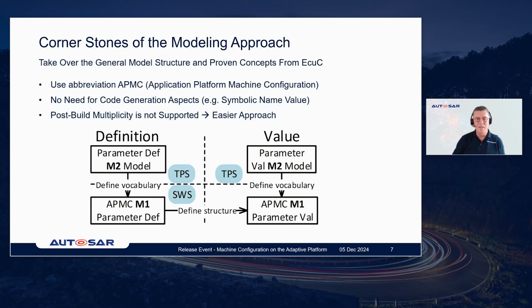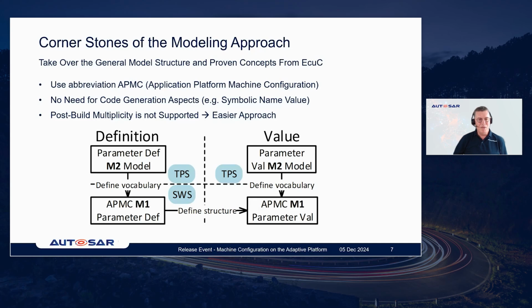But of course, in order to use APMC, it is necessary to have the ability to define parameters on M1 level and also the ability to define values on M1 level. This has to be embedded into the meta model, because if it's not in the meta model, it cannot be in an ARXML file, but it needs to be in an ARXML file because you need to use it in a development project. And this part of the overall approach for APMC is handled in a TPS document, and I'll explain more details about this document later.